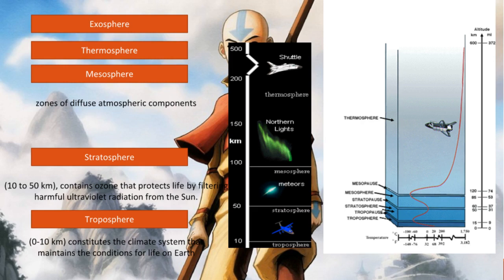Lastly, we have the exosphere, from the word exo meaning outside. This is the part where satellites circle the Earth, and this is beyond 300 miles above the surface of the Earth.